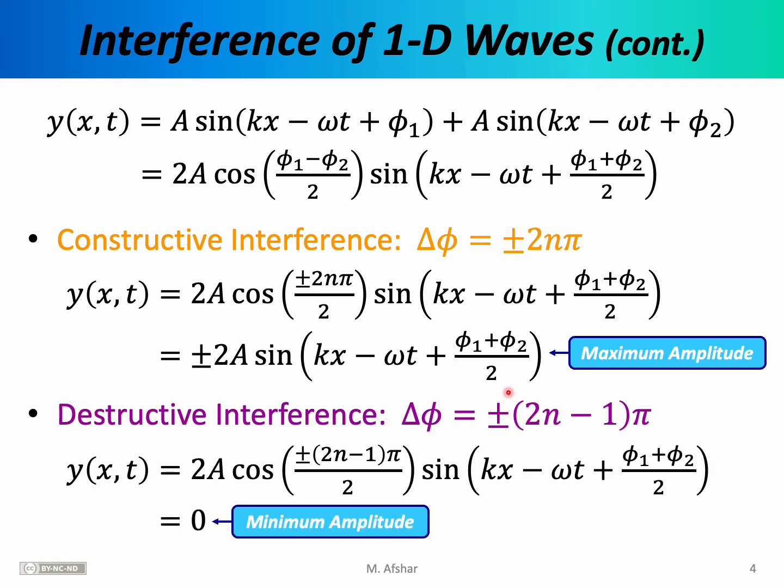The other extreme case is that of destructive interference. When the difference between the phases is plus or minus an odd number times pi, then the cosine function here becomes 0 and we get the minimum possible amplitude. In some sense, the resultant has been destroyed. It's not really much of a wave. It's a very trivial wave. It takes on the value 0 everywhere.